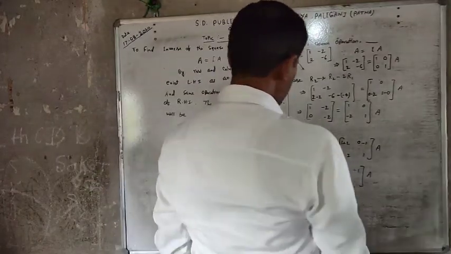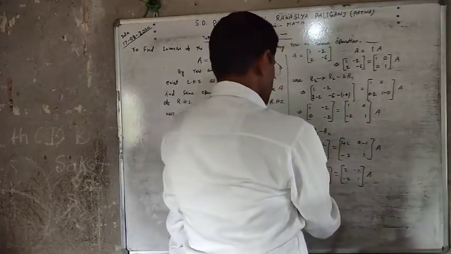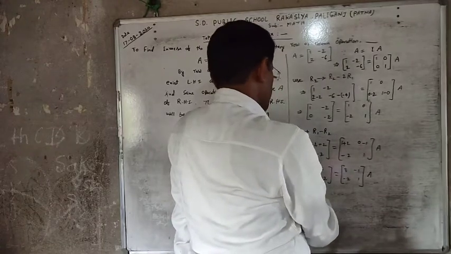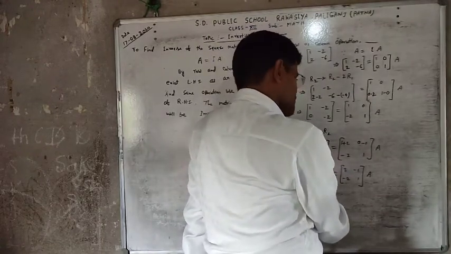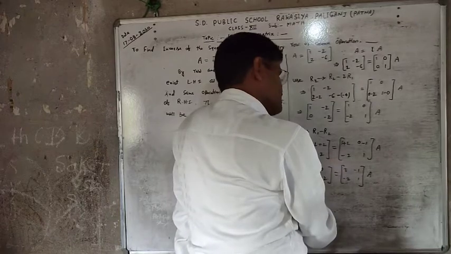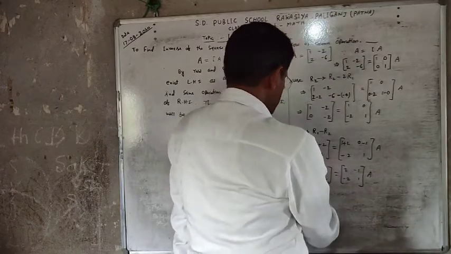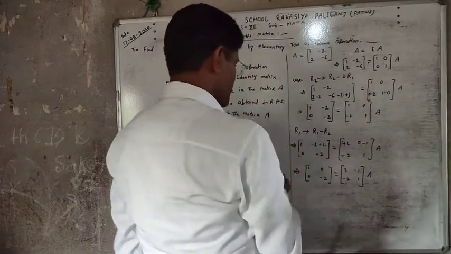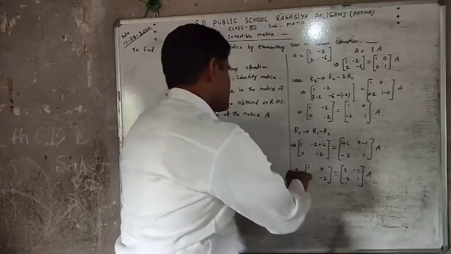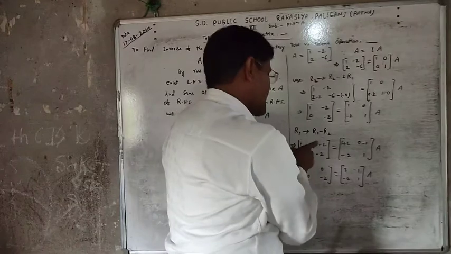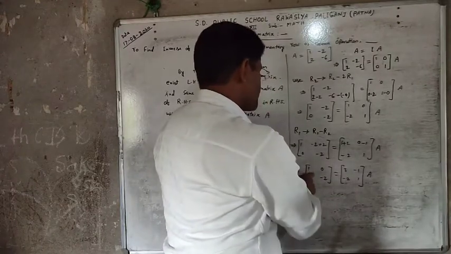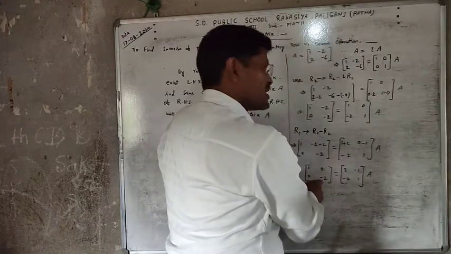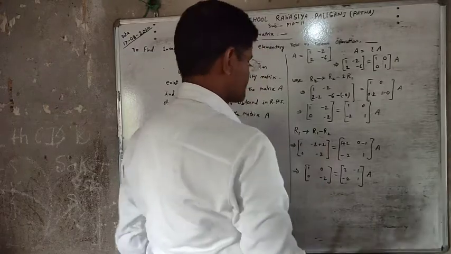All the other elements are 0. First element of the first row is 1. Second element of the first row is 0. First element of the second row is 0. And second element of the second row is minus 2. To obtain the relation as an identity matrix, we have to change the second element of the second row into 1.